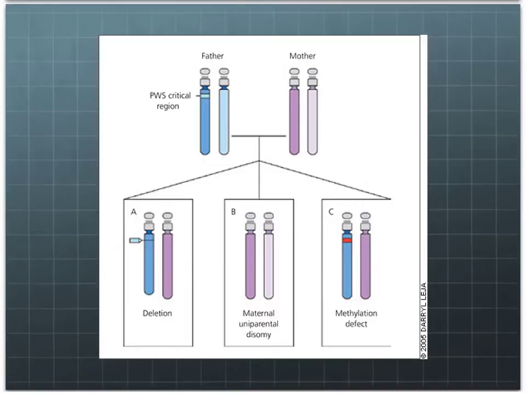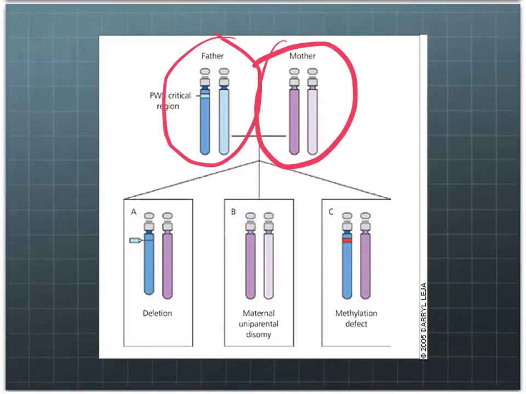UPD can be the result of heterodisomy, in which a pair of non-identical chromosomes are inherited from one parent, or isodisomy, in which a single chromosome from one parent is duplicated. The image above is a representation of UPD. As we can see, we have the father's chromosome and the mother's chromosome. However, the child only receives maternal chromosomes. Therefore, he has maternal uniparental disomy, which would cause Prader-Willi syndrome.